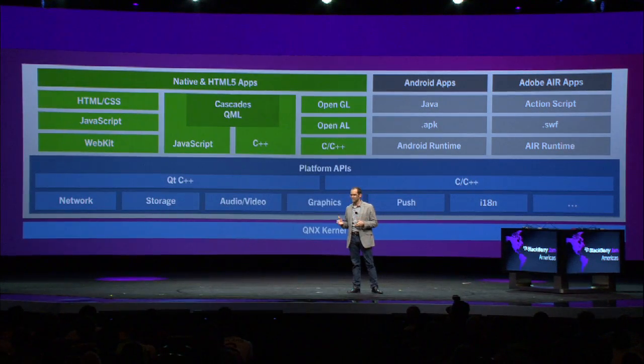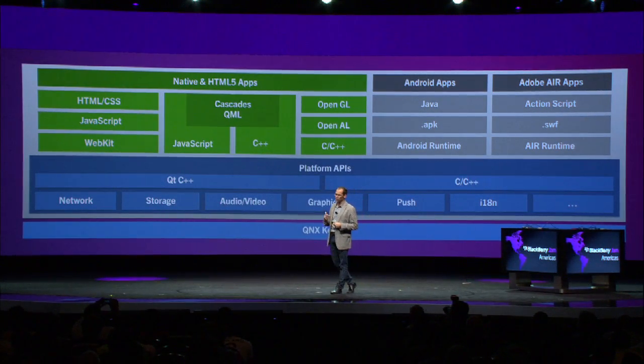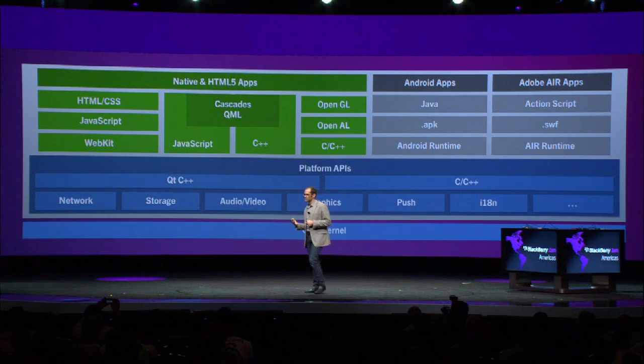So we've talked a lot about improvements coming related to adaptive UI and specifically related to our Cascades UI framework. But we continue to be absolutely committed to providing a truly open platform for developers that provides choices in terms of technology you use to bring your experiences. And we have unparalleled support for HTML5 and web standards, and we offer Android and Air runtimes to make it easy to bring existing applications to BlackBerry 10.